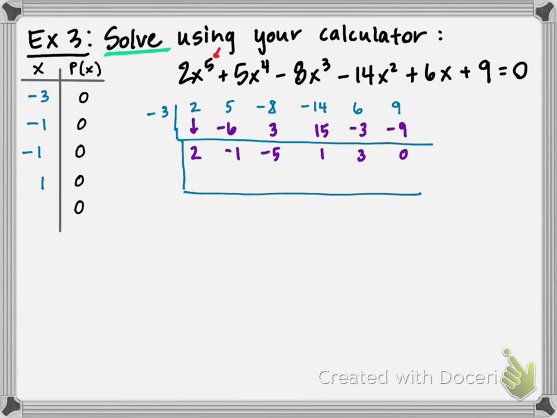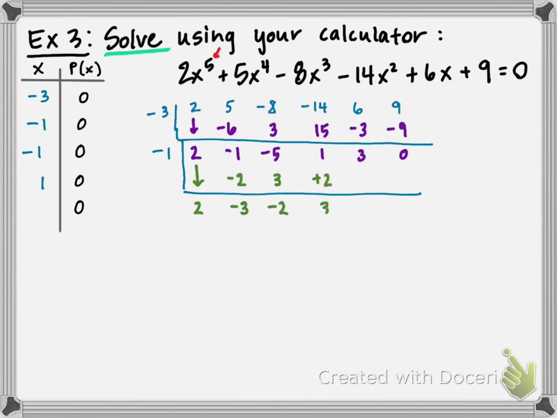I'm going to then divide out the next 0, which is negative 1. So here we go. We have negative 1. We're going to divide that out. So step 1, drop it. We have 2 times negative 1. The product is negative 2. The sum is negative 3. The product is positive 3. The sum is negative 2. The product is positive 2.